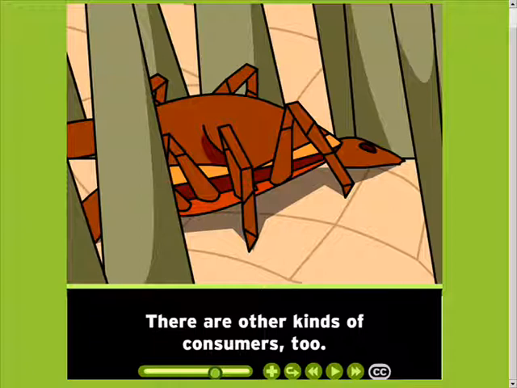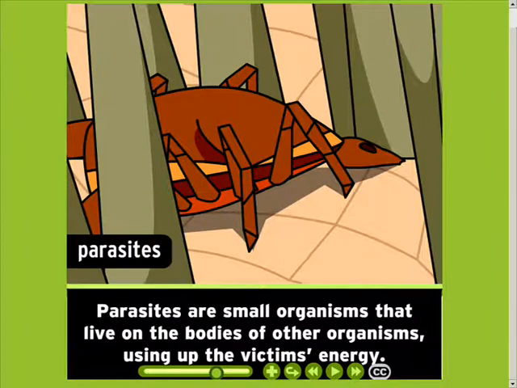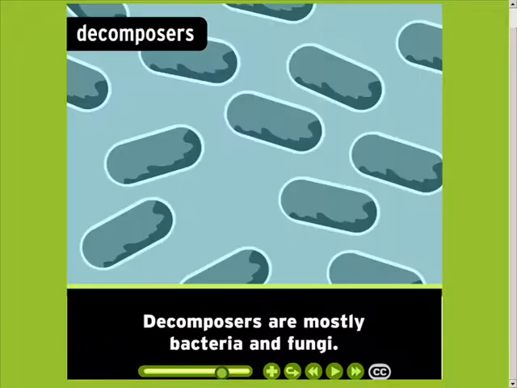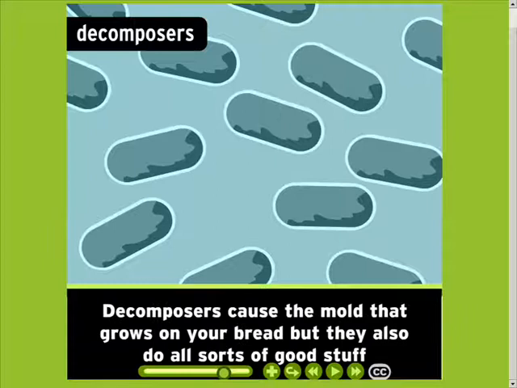Parasites are small organisms that live on the bodies of other organisms, using up the victim's energy. Scavengers eat the carcasses of other dead animals. The decomposers are mostly bacteria and fungi. Decomposers cause the mold that grows on your bread.